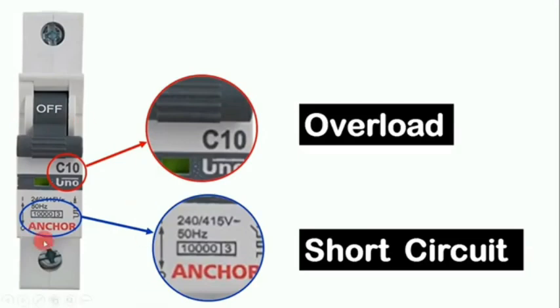Now if 1000 to 2000 ampere current flows through this MCB, then in this condition also it will not fail. It will not become faulty till the value reaches this value. Like here you can see 10,000 is written. If 10,000 is written on the MCB, it means in the condition of short circuit, even 10,000 ampere current can flow through this MCB. But there is a time limit when this much current flows.